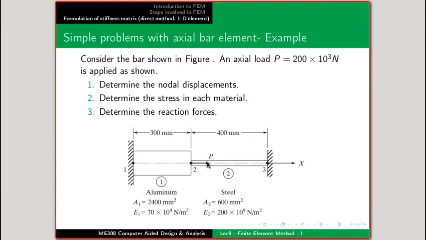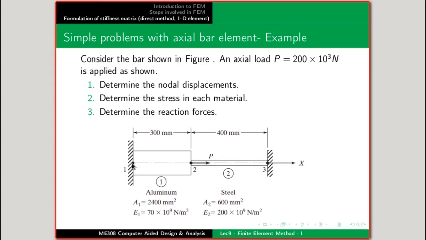Then we have a steel bar which is connected to the aluminum bar. Its area is 600 millimeter square, and the corresponding elastic modulus is also given. Now these two connected composite bars are sandwiched between two supports. Now we are asked to find the nodal displacements and determine the stress in each material.